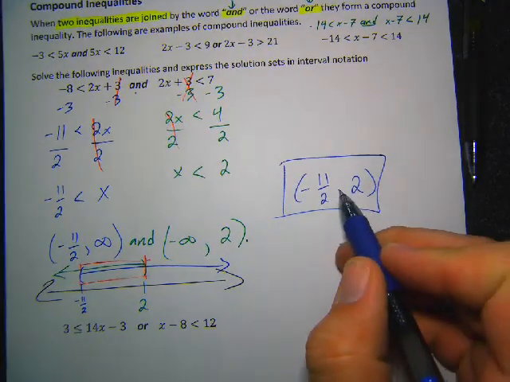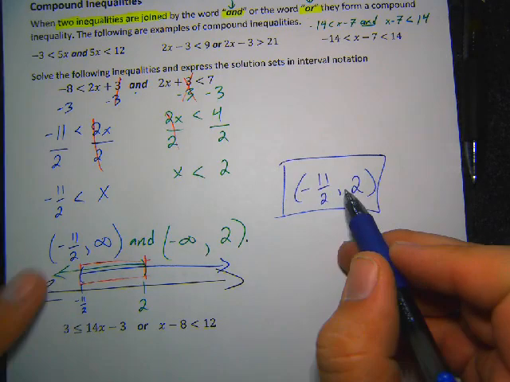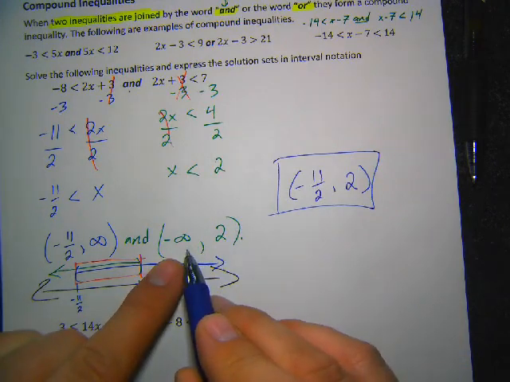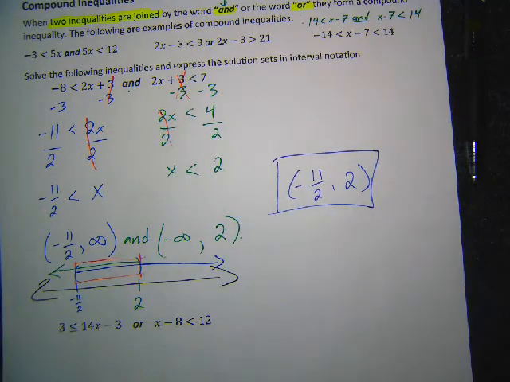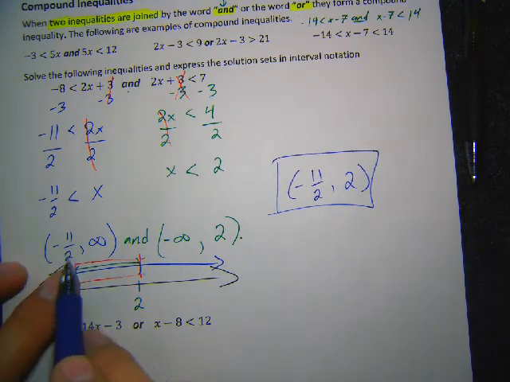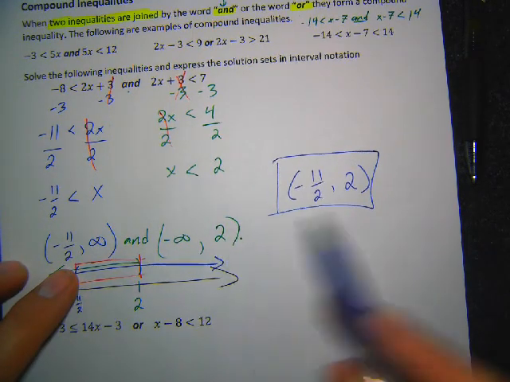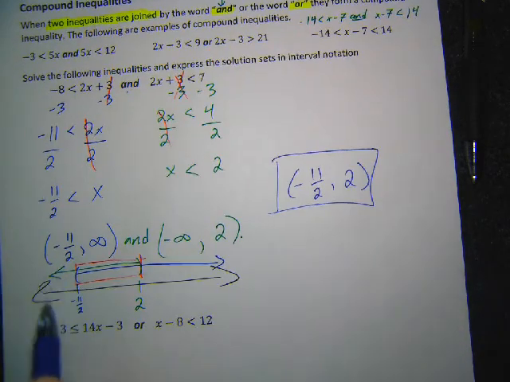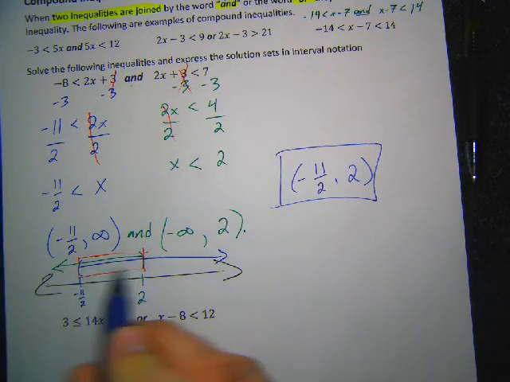So if I pick a number in here like 1, right? 1 is between these two numbers. 1 is bigger than negative 11 halves and smaller than 2. So 1 fits in this set. If I try 5, 5 is bigger than negative 11 halves, but it's not smaller than 2. So 5 is not part of this answer. So numbers like 5, 6, 7, these don't work. Numbers smaller than negative 11 halves, things like negative 10, negative 20, they don't work. Only the numbers in the middle range work.